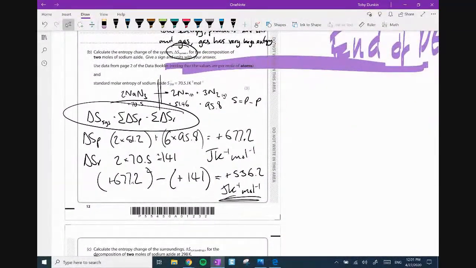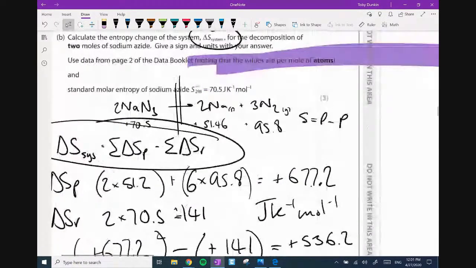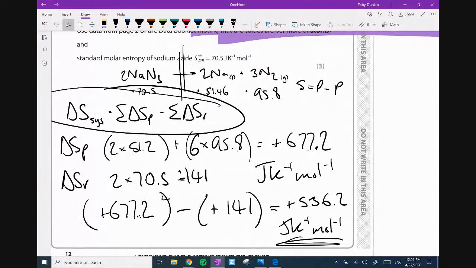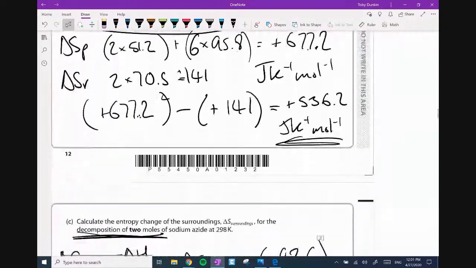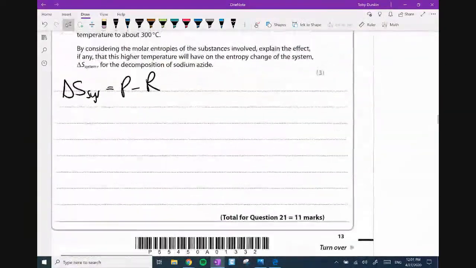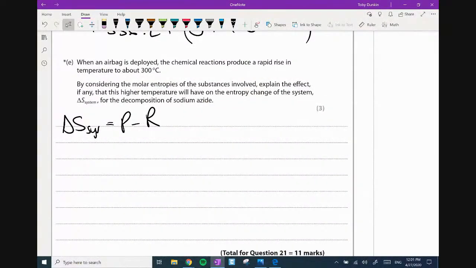The products, the sodium will be liquid, so that will increase it. The sodium azide will have started off as solid. At that temperature, the sodium melts. Do I have to justify it? By considering the molar entropies of the substances involved, explain the effect, if any, on the entropy change of the system. Okay, so I'm going to say it will increase the entropy of the system.